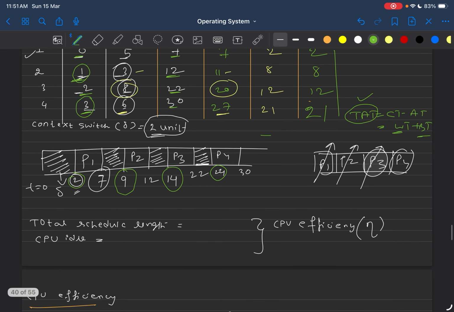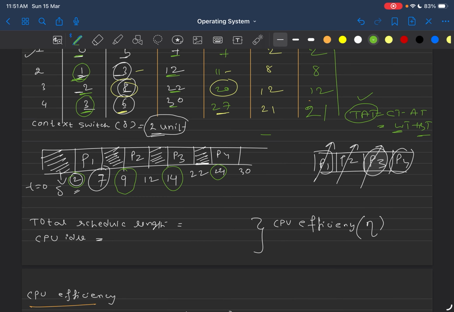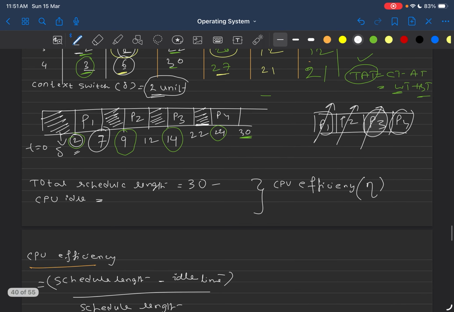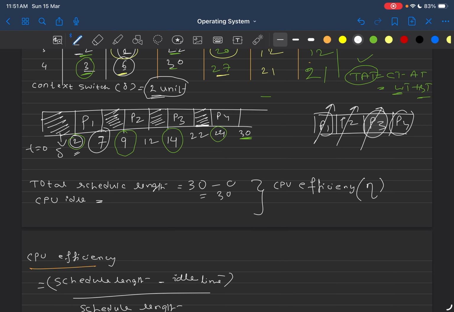So what is the maximum completion time? That is 30. And what is the minimum of all the arrival times? That is 0. That means your schedule length is 30.